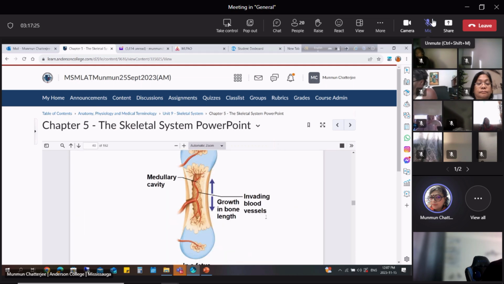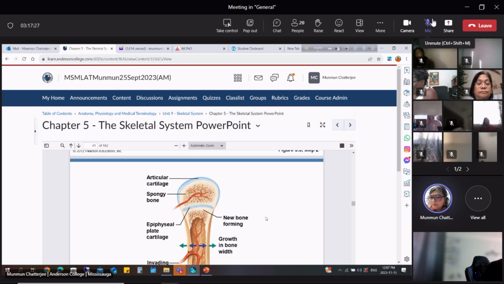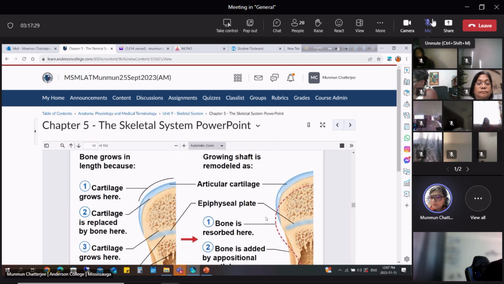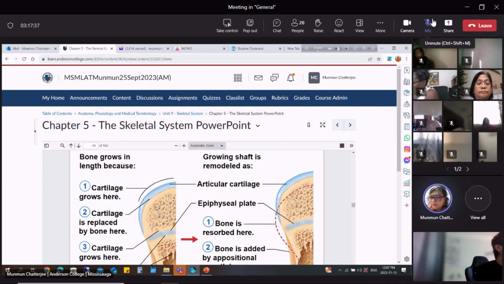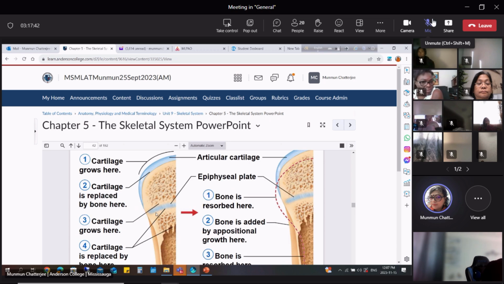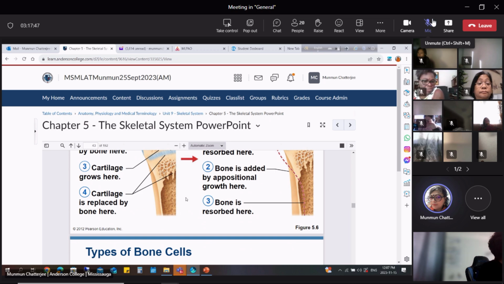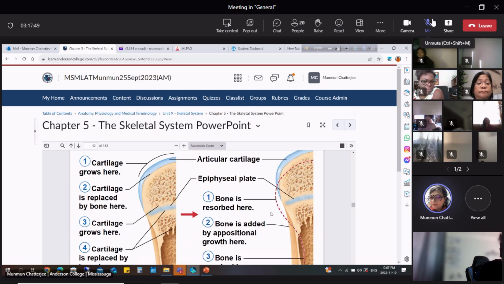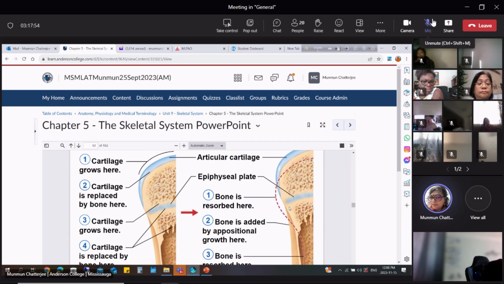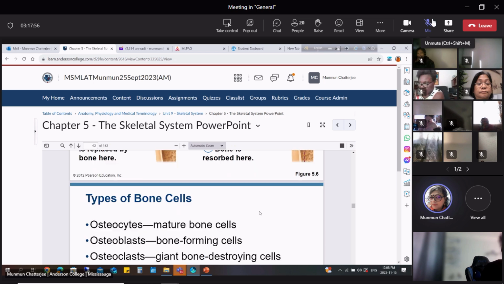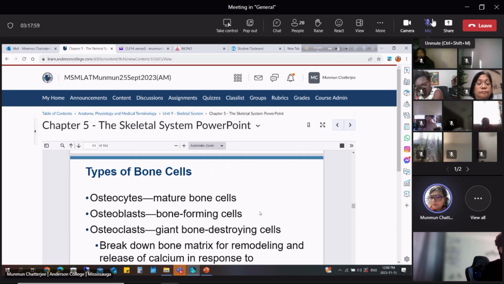This is the same picture. So how does the bone grow? Cartilage grows here. Cartilage is replaced by bone here. Cartilage grows here. So you don't need this bone here. So the bone is remodeled in the shaft. Cartilage is the epiphyseal plate. You don't need this one.